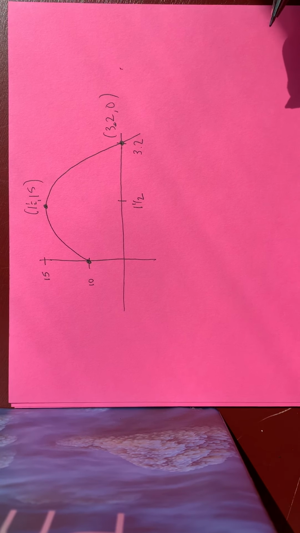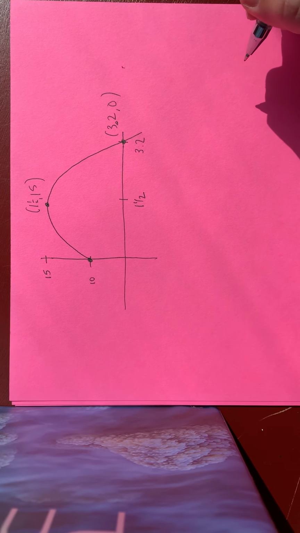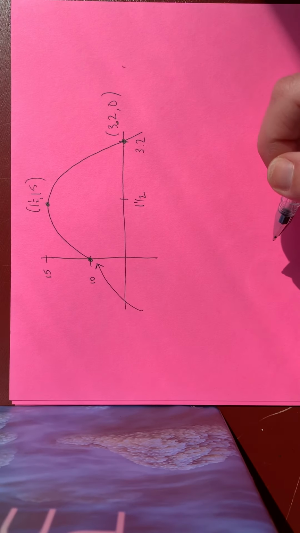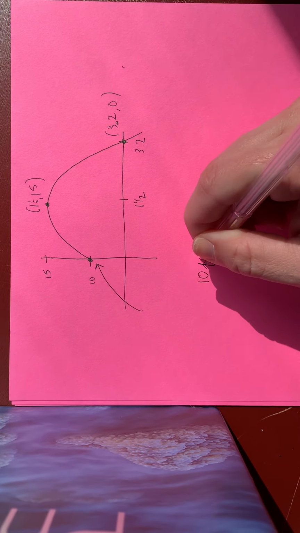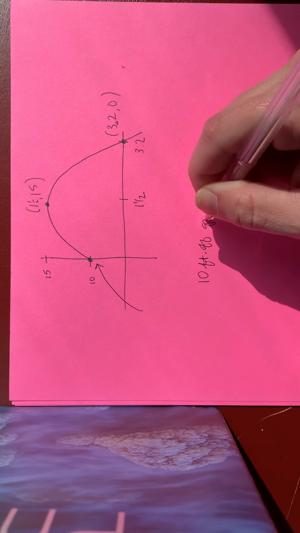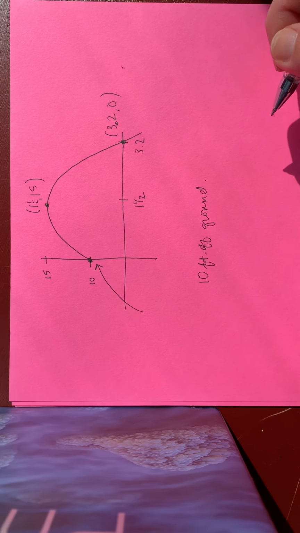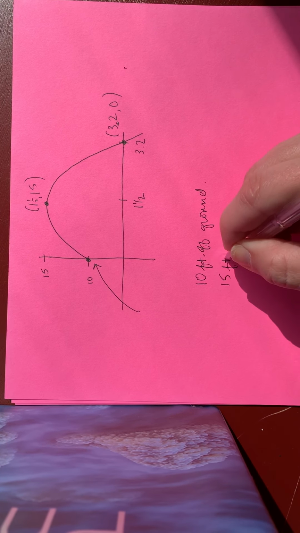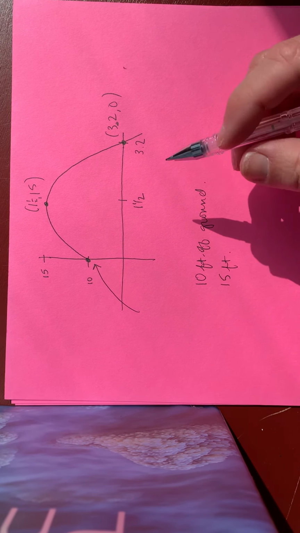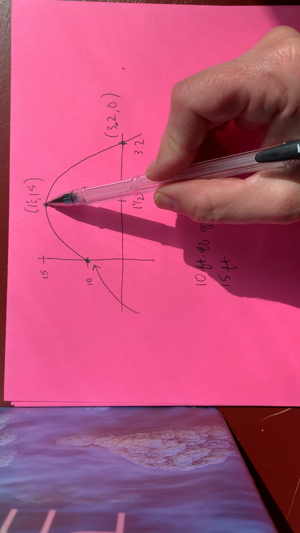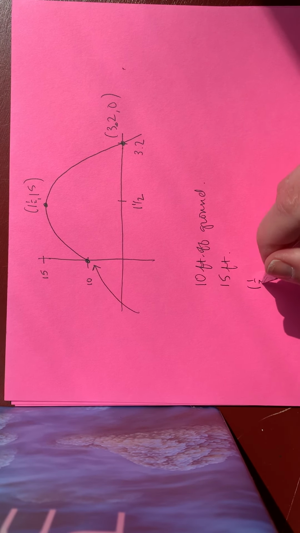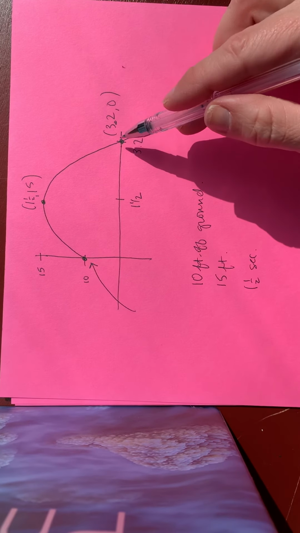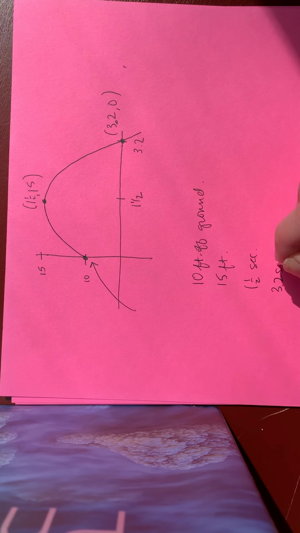And the different questions you could be asked are, how high was the ball when it was thrown? There you go. 10 feet off the ground. How high did the ball get? Y value of the vertex, 15 feet high. At what time did the ball reach its maximum height? 1.5 seconds later. How long was the ball in the air? 3.2 seconds.